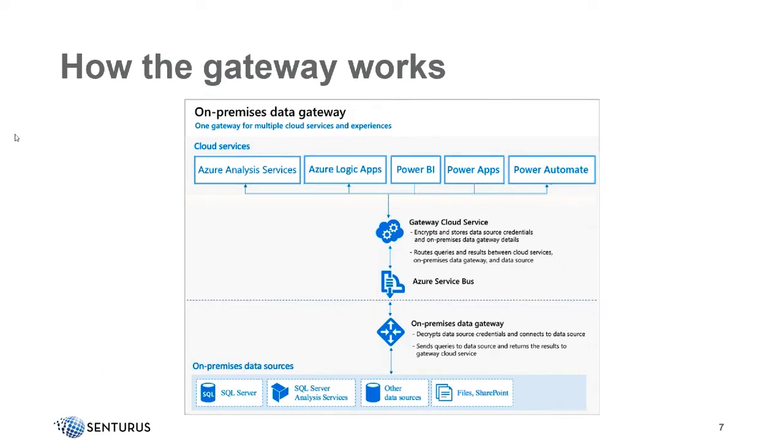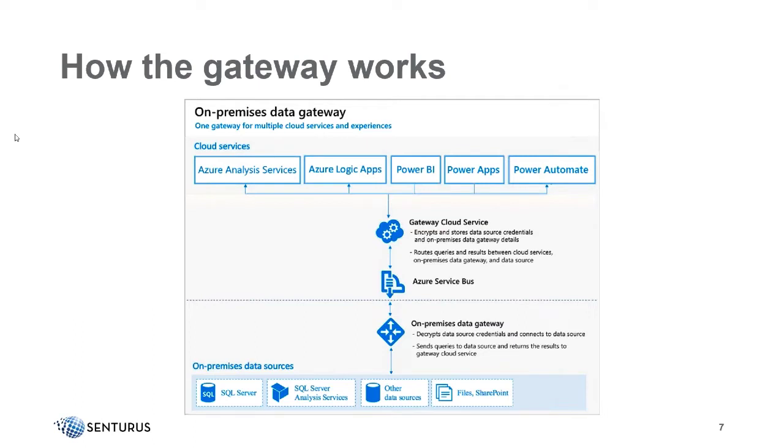So what does it do? What happens here is the flow: the cloud service creates a query, which includes encrypted credentials for the on-prem data source. The query and the credentials get sent to the gateway queue.